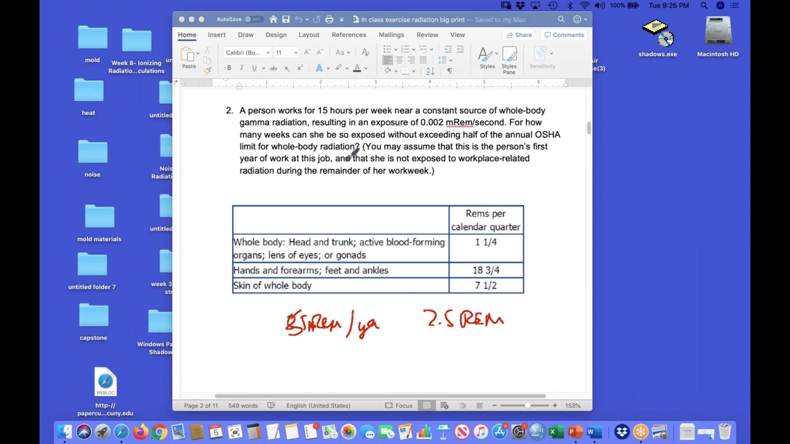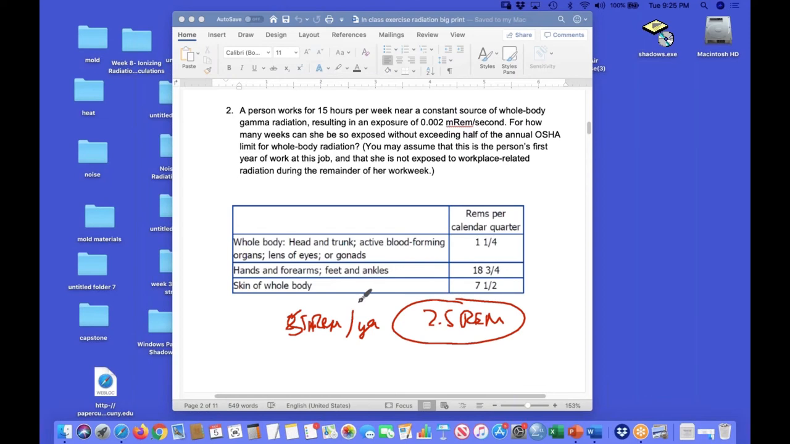Is that what we asked for here? For how many weeks can she be exposed without exceeding half of the annual limit? Okay, without exceeding 2.5 rem. Say something if I'm getting this wrong, please, rather than having to correct it when it's online. So how are we going to calculate this?